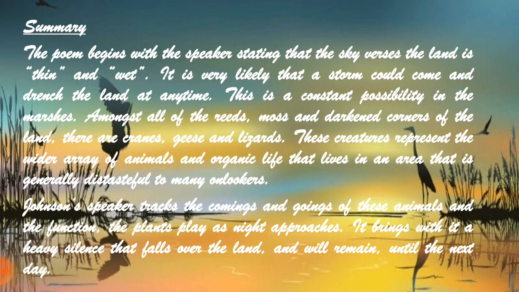Now let's discuss the summary of the poem. The poem begins with the speaker stating that the sky versus the land is thin and wet. It is very likely that a storm could come and drench the land at any time. This is a constant possibility in the marshes.